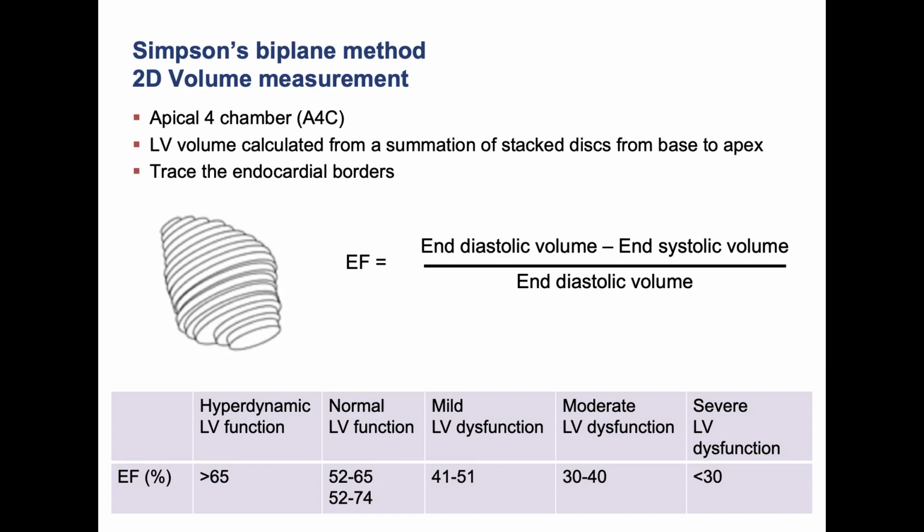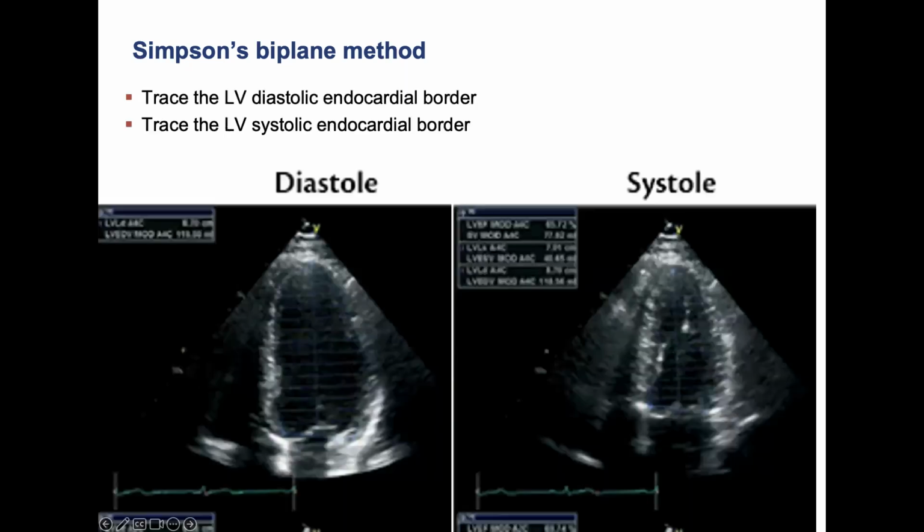So this is essentially calculating a left ventricular volume from an algorithm that makes a summation of stacked discs to replicate essentially the left ventricle. And these go from the base to the apex. This is created when you trace the endocardial borders on the ultrasound. And so it's calculating an end diastolic volume and an end systolic volume. Your calculation is going to be your end diastolic volume minus your end systolic volume divided by your end diastolic volume. And when we do formal ejection fraction, you'll just notice that mild is going to be separated out from moderate. So moderate is 30 to 40, and mild is 41 to 51.